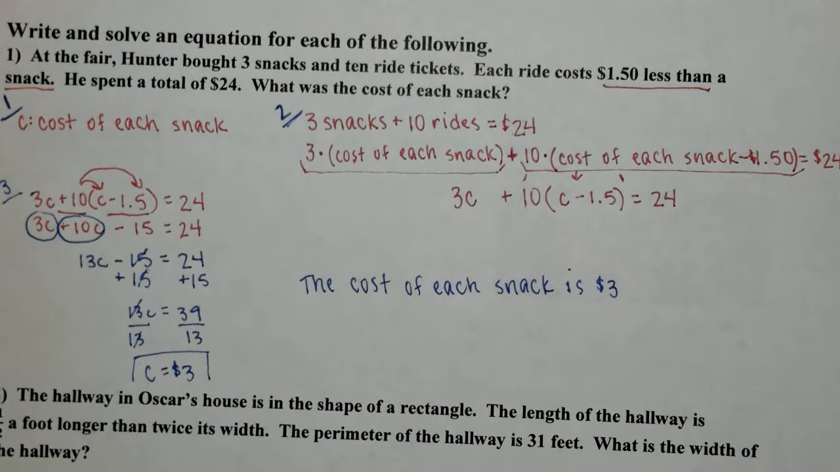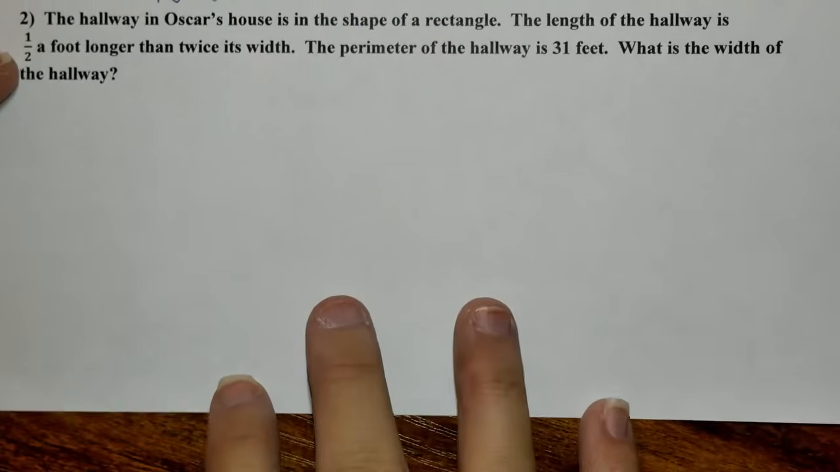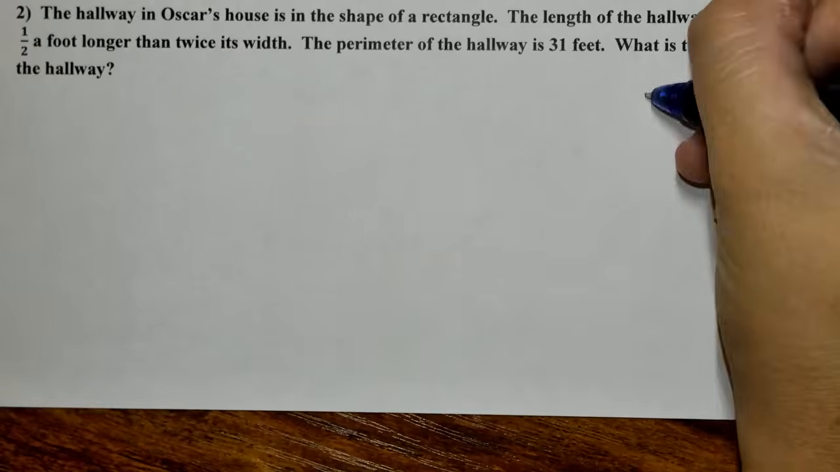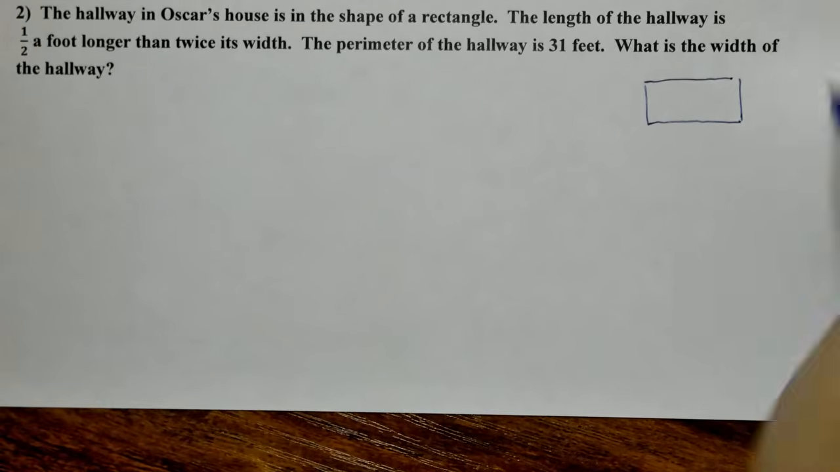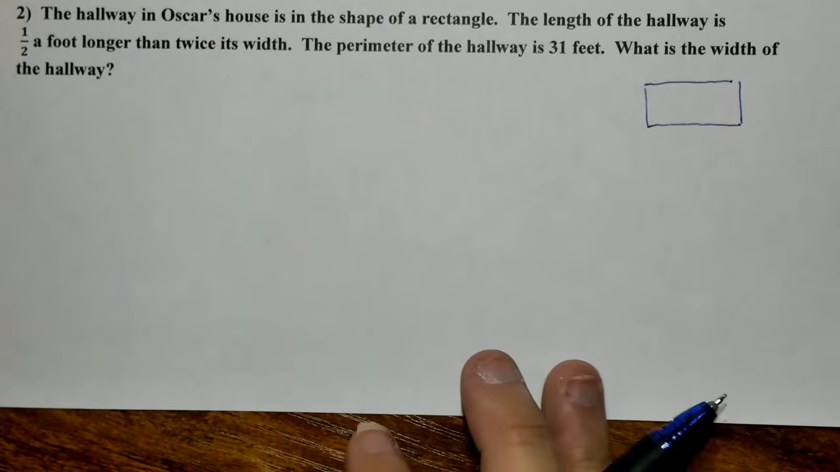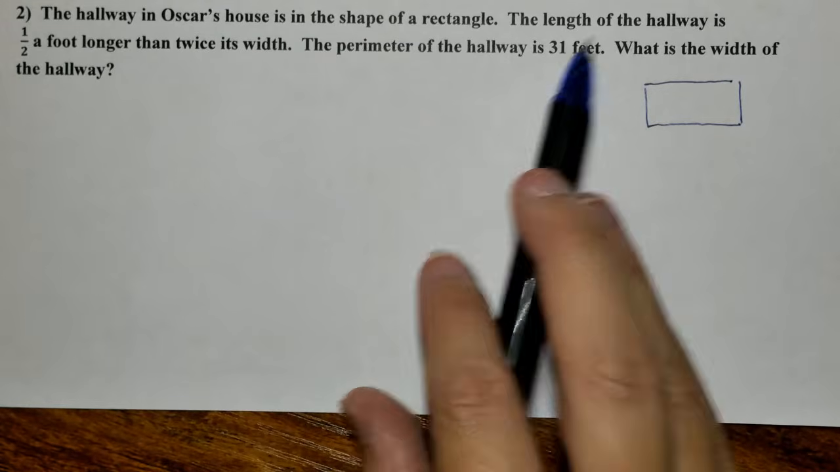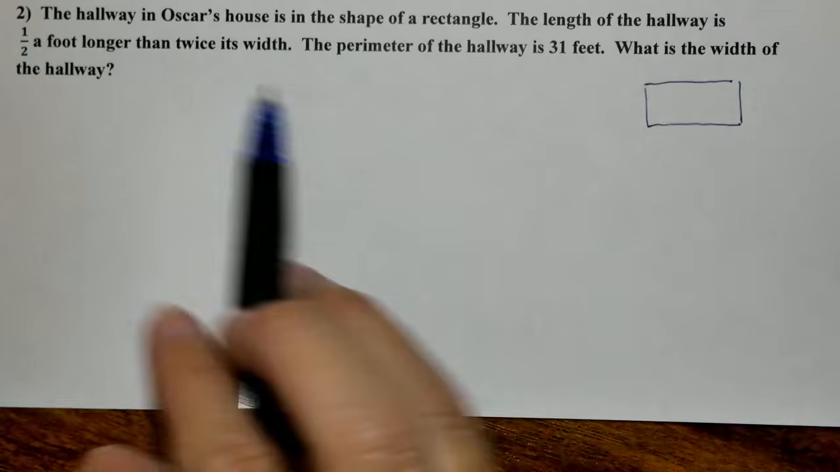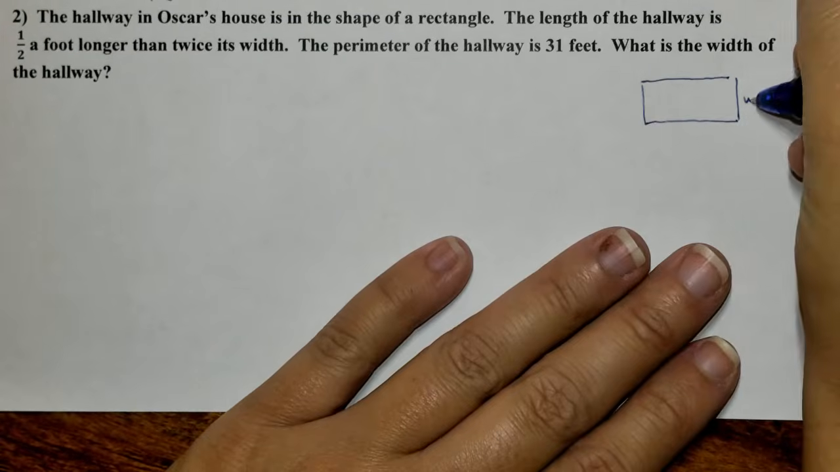Okay, let's look at number 2. Number 2 says the hallway in Oscar's house is in the shape of a rectangle. The length of the hallway is half a foot longer than twice its width. The perimeter of the hallway is 31 feet. What is the width of the hallway? So we're trying to find the width.